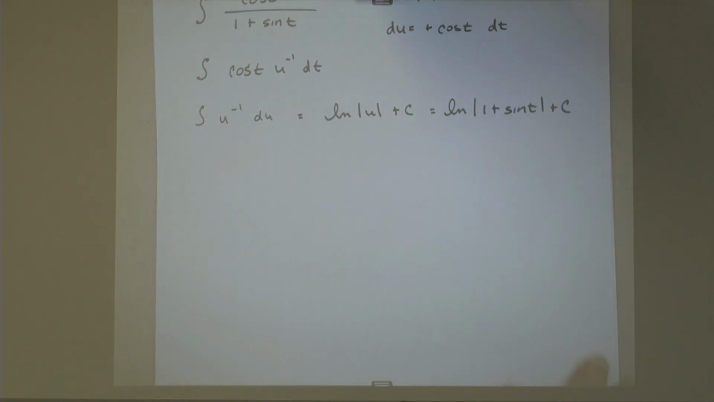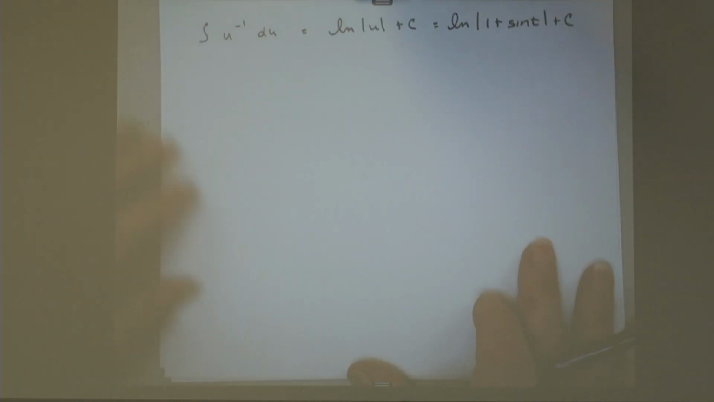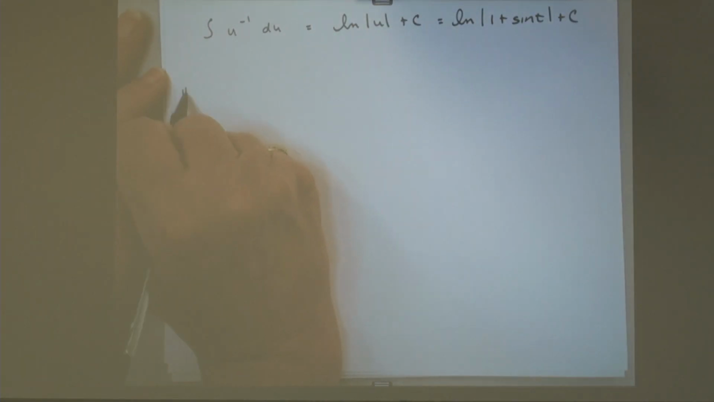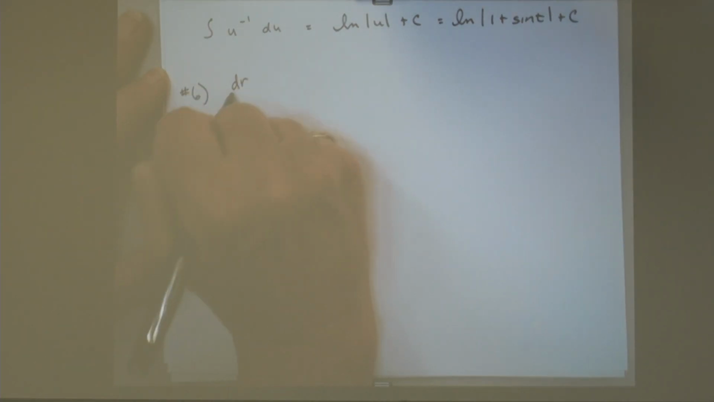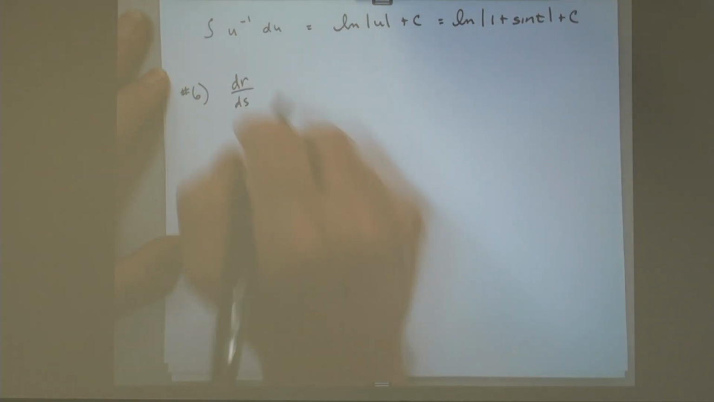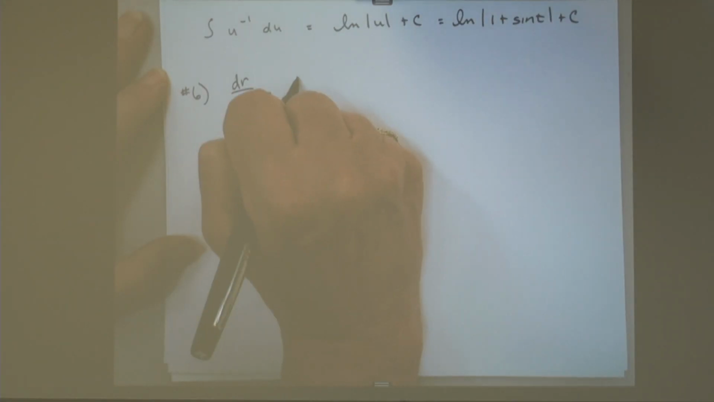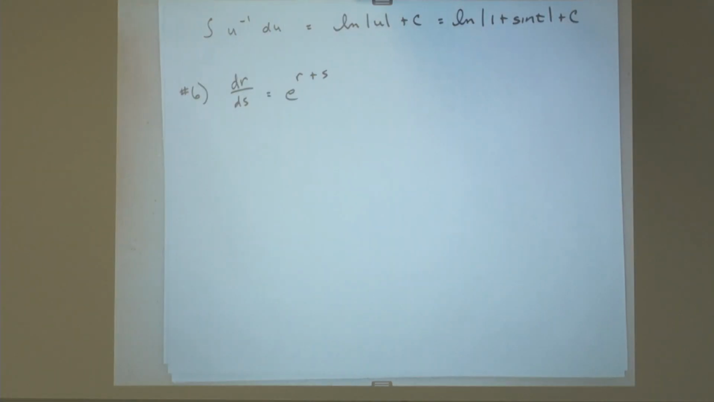Okay, let's look at one that's a little more complicated. Let's look at number 6. I'm trying to keep track of my time. All right, problem 6. They tell me dr ds is e to the r plus s.